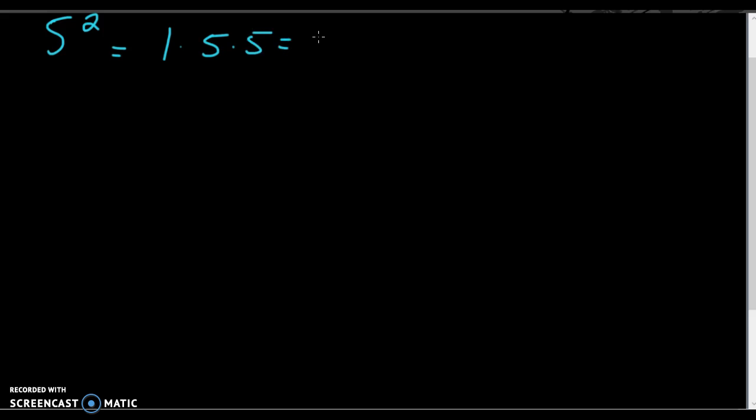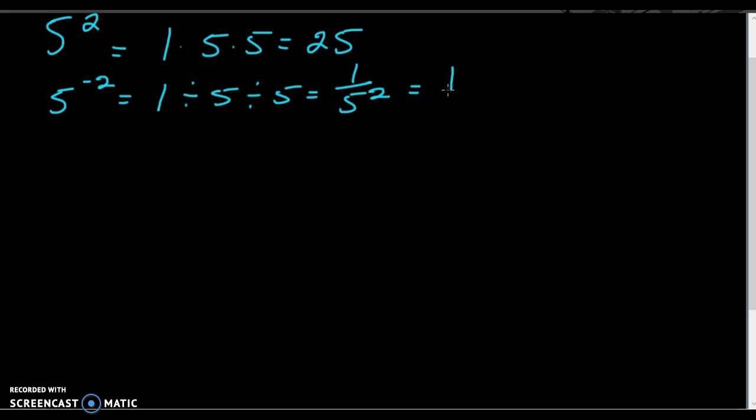And yeah, I know this is a little bit of review and backtracking a little tiny bit. And then if we had 5 to the negative second, that was the same thing as 1 divided by 5 divided by 5, or in this case, 1 over 5 squared, also equal to 1 over 25.